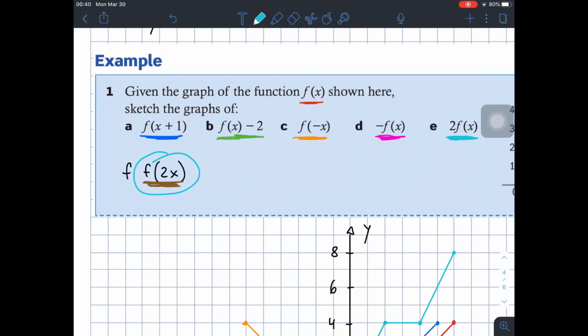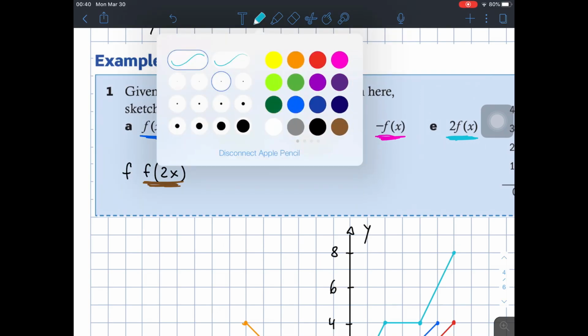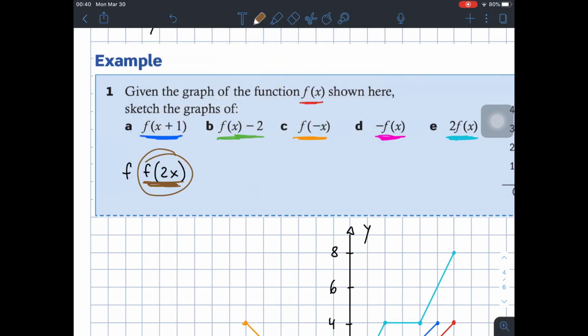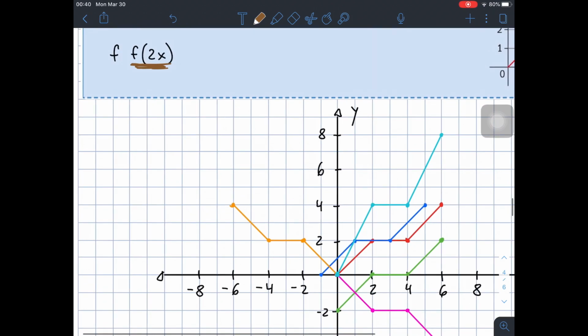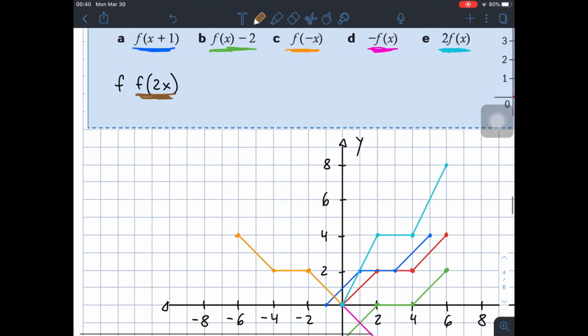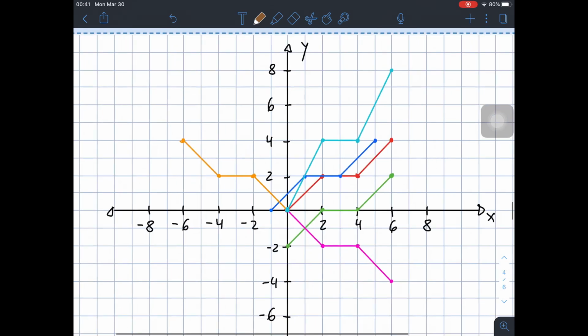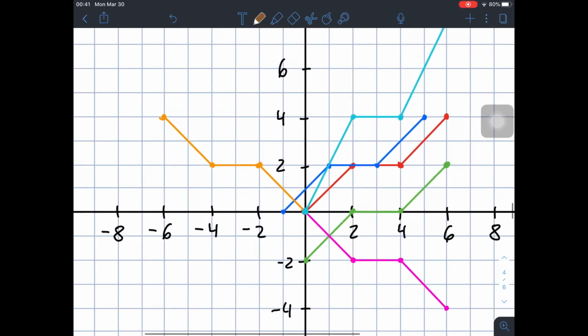Finally, for this case, this is f of 2x. Let's see if I have the brown over here, this one. What do you think should happen here? This is a horizontal compression. This means that the brown function that we're going to graph should be more compressed, or closer to the y-axis, than the original red function. Okay, so what do we need to do to graph f of 2x? We need to halve each of the values of x.